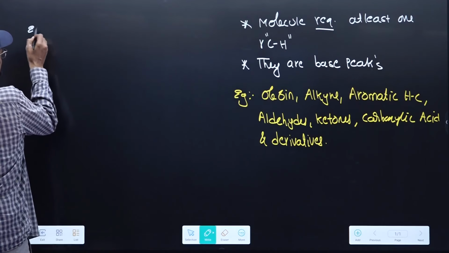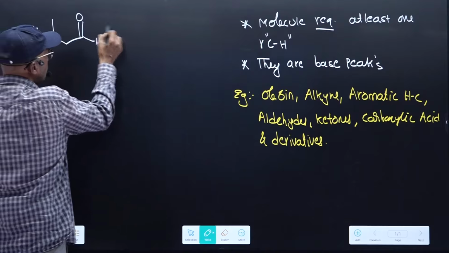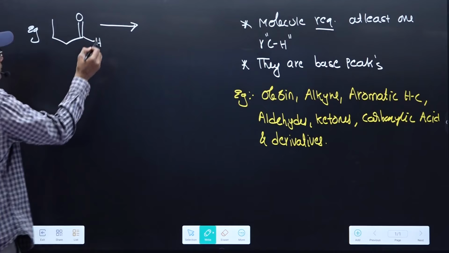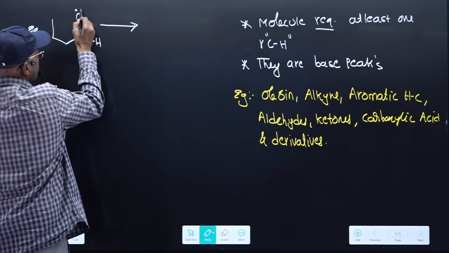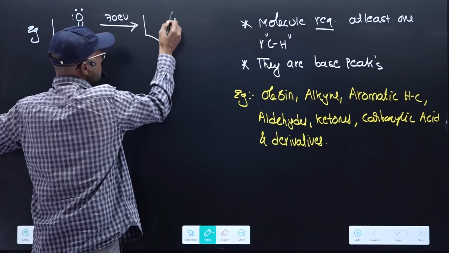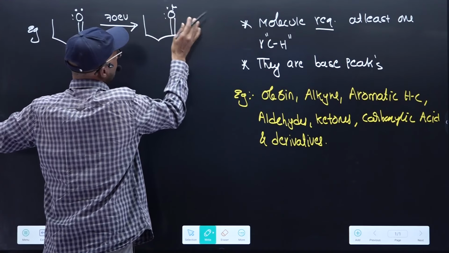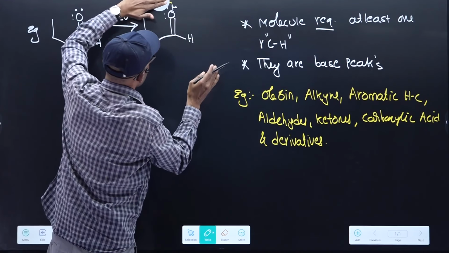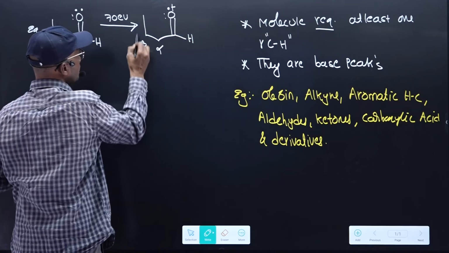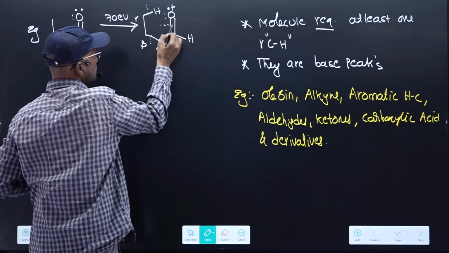So you try this. This is aldehyde. Now if I do electron impact, what will you expect? McLafferty. This is 70 electron volts. First what happens? You will get a radical cation, right? Alpha, beta, gamma. Here gamma hydrogen is present. So can I break this bond? Break this bond, break this bond and this.